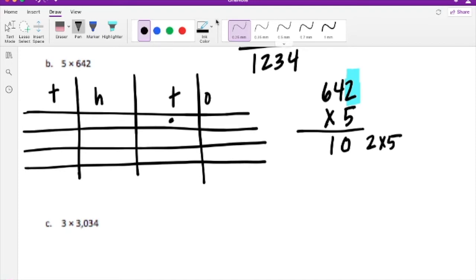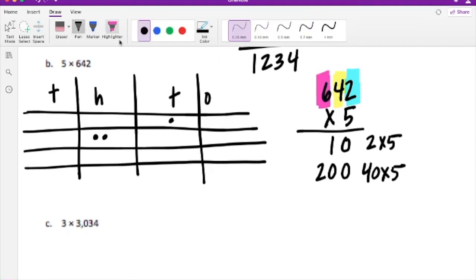Next up, we're going to do 4 tens times 5. That's 40 times 5. That is 200, right? 4 times 5 is 20. So that would be 20 tens, which is 200s. Put my 200s there.